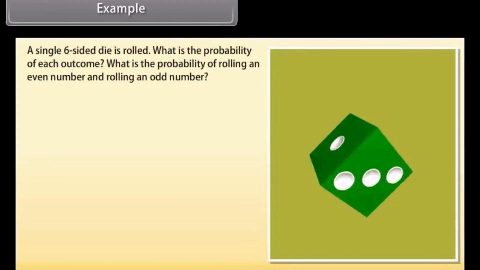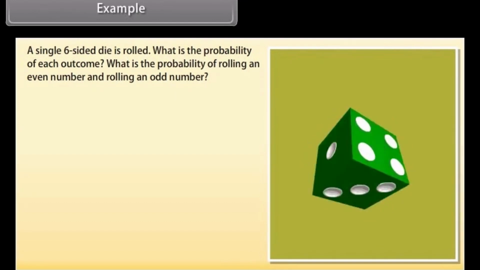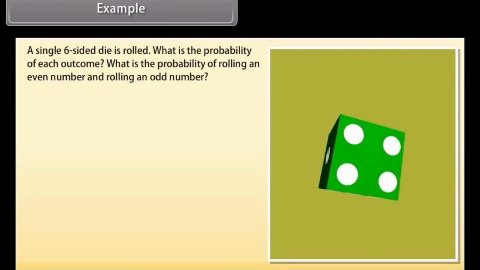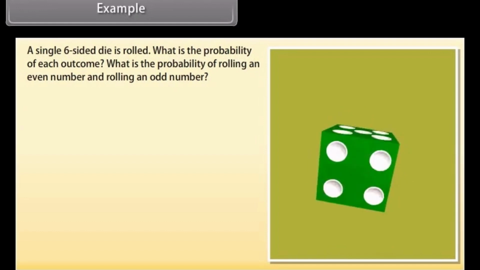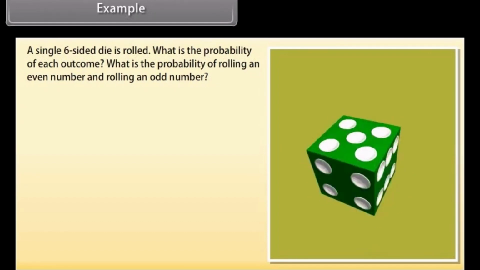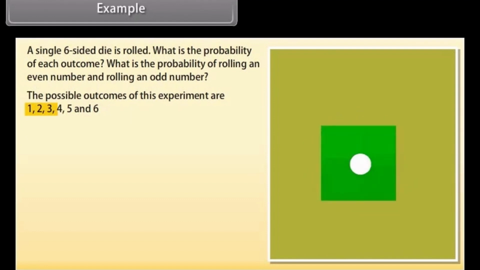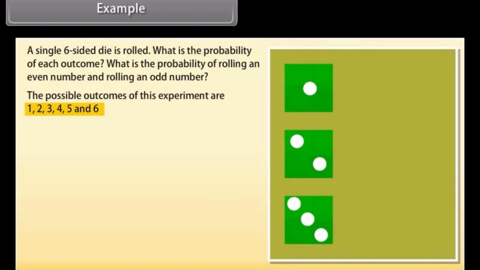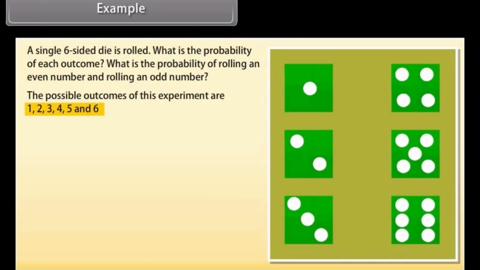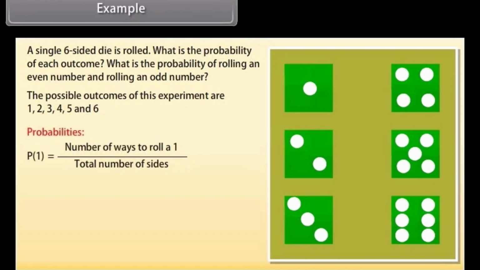A single 6-sided dice is rolled. What is the probability of each outcome? What is the probability of rolling an even number and rolling an odd number? The possible outcomes of this experiment are 1, 2, 3, 4, 5 and 6. Now let's find probabilities. Probability of 1 is number of ways to roll a 1 by total number of sides is equal to 1 by 6.